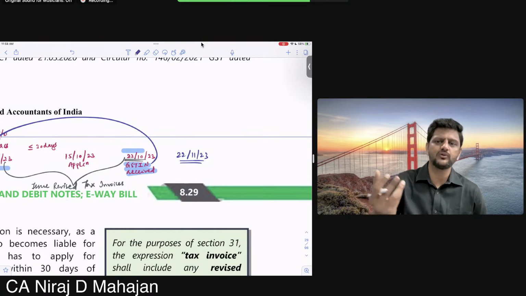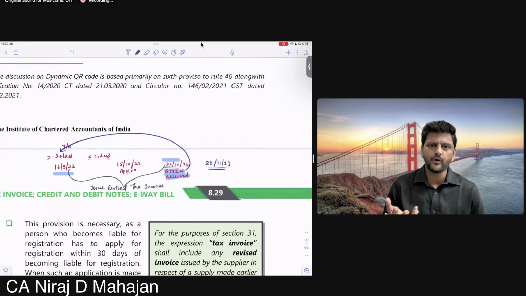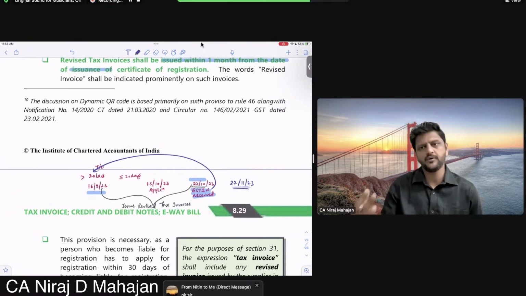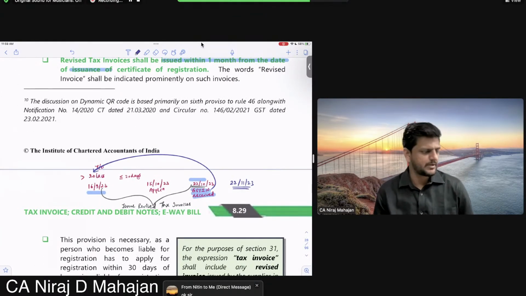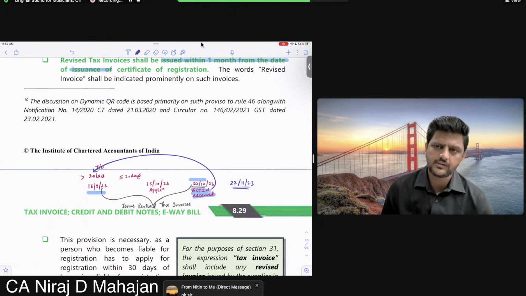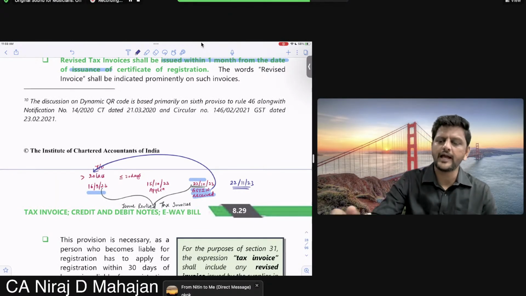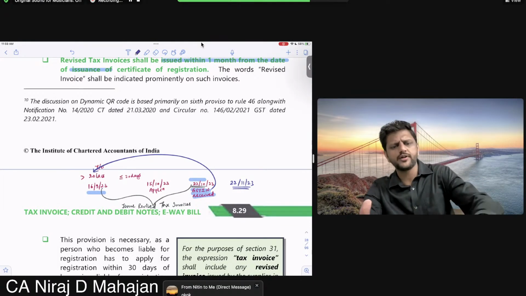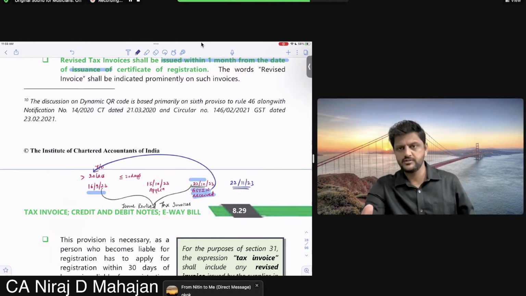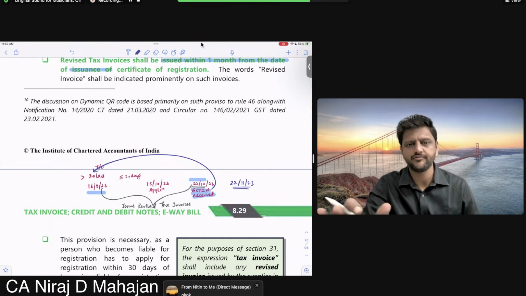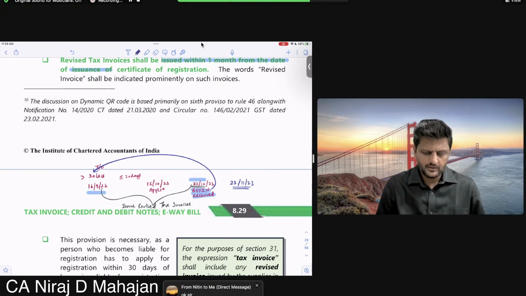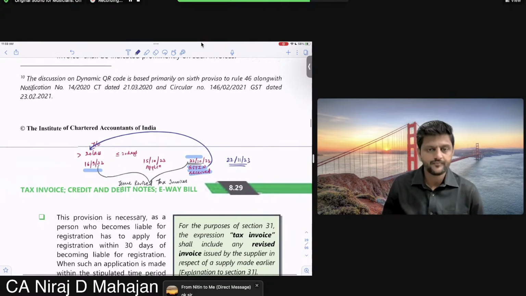Then we cannot do anything. If the buyer is insolvent and all, we can't recover. The supplier will have to pay out of his own pocket, and then claim a refund again, because payment is not done against the invoice. At the time being, the supplier has to do that. And after 6 months, there is a provision: if payment is not received, it is a bad debt, then you can reverse the taxes paid or claim it as a refund. The word revised invoice shall be indicated on such invoices.